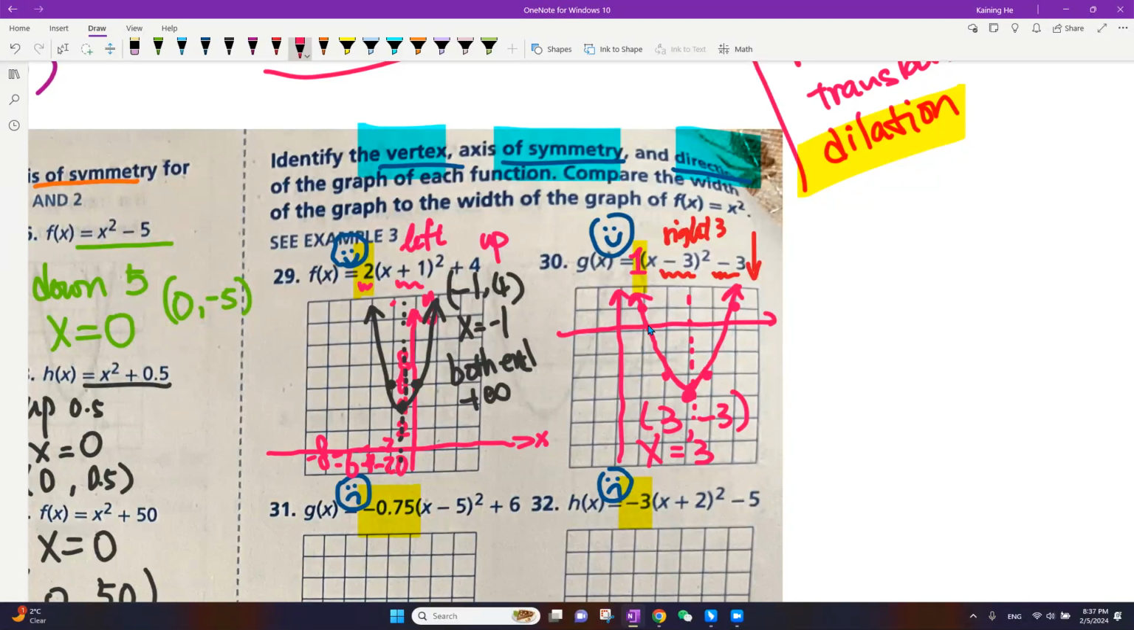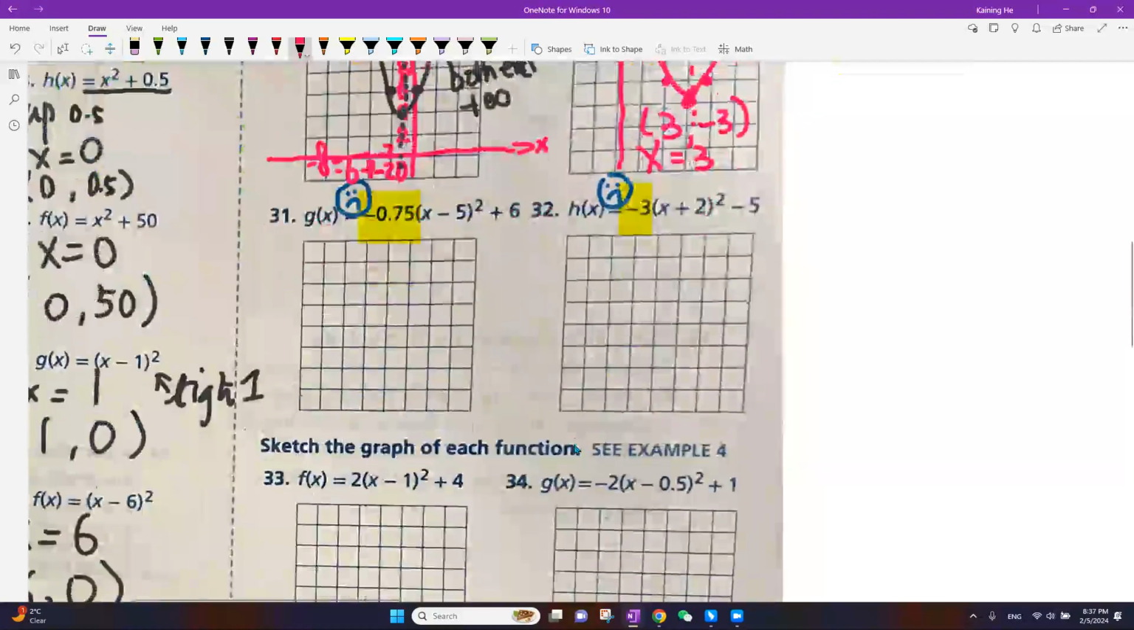Let's take a look at the next one. In here, we're going to have a negative 0.75, negative 5, and then plus 6. Well, what does everything do? Tell me what exactly is happening. Go ahead.